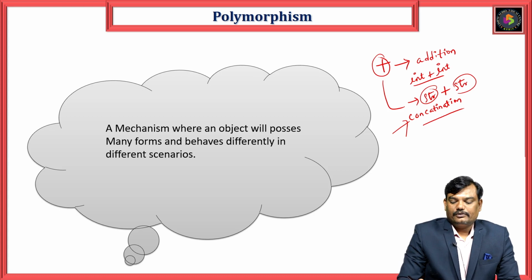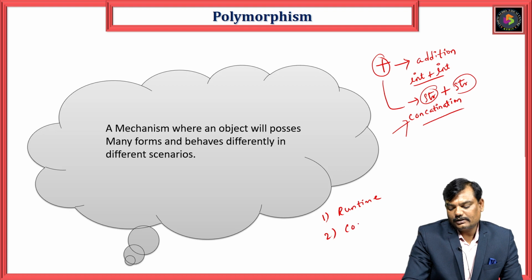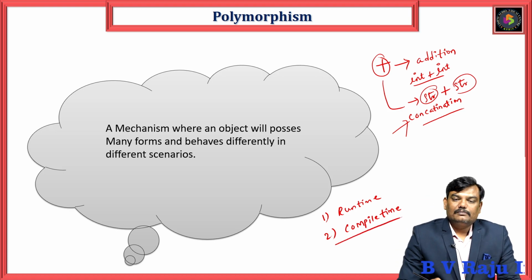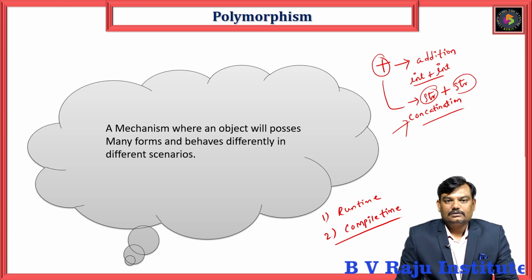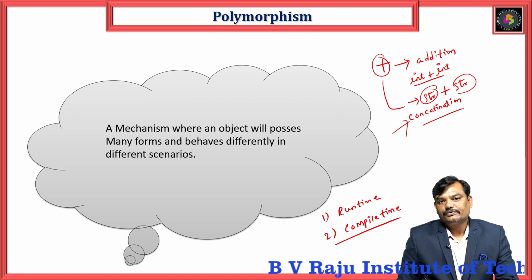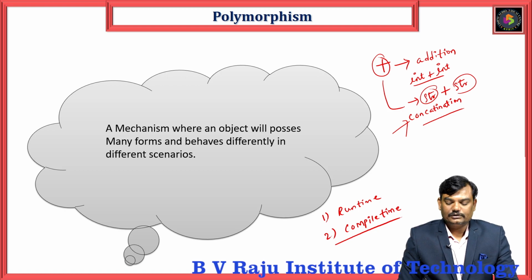There are two types of polymorphism. We call one runtime polymorphism and the other one compile time polymorphism. When I say runtime polymorphism, the method will be overridden, so we call it method overriding. When I say compile time polymorphism, the best example is method overloading.